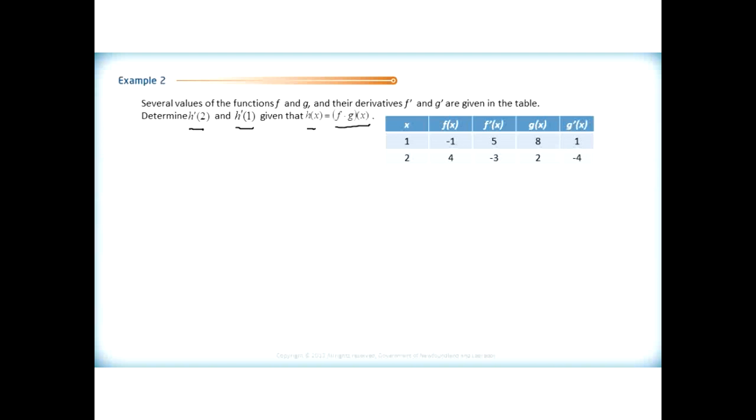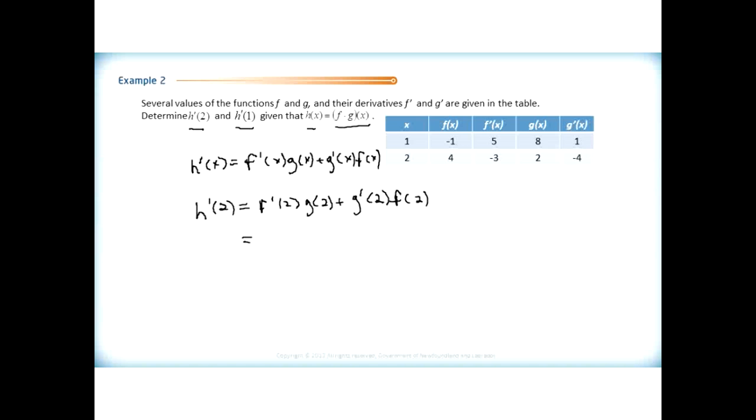If h is the product of f and g, then h prime of x will be f prime times g plus g prime times f. Okay, so in that case, if I want to find h prime of 2, that's the first thing I'm asked for here, I'd need to have f prime of 2 times g of 2 plus g prime at 2 times f of 2. Okay, so we just fill in the numbers from the table.